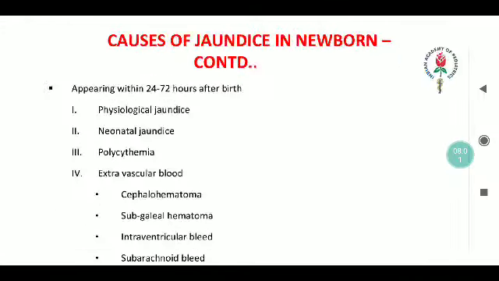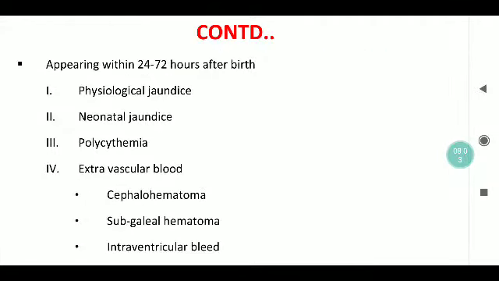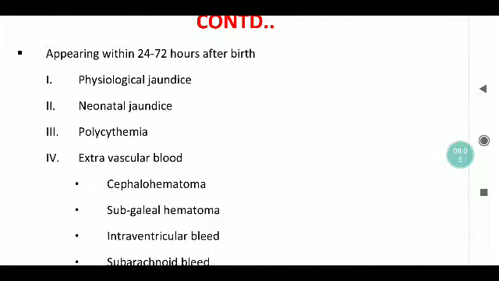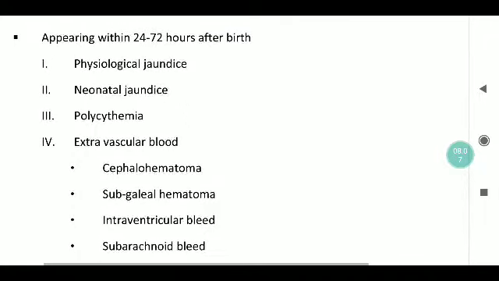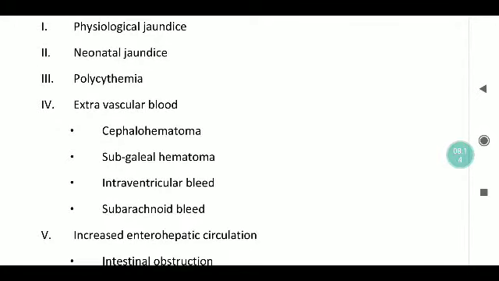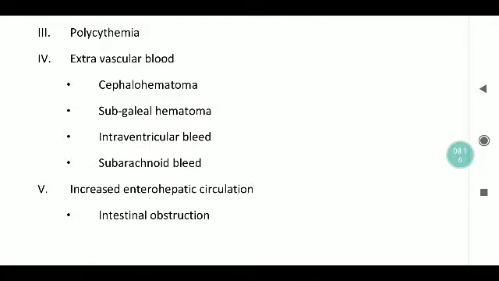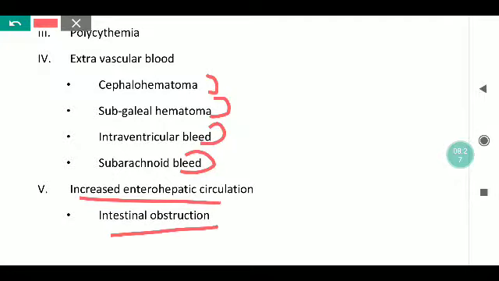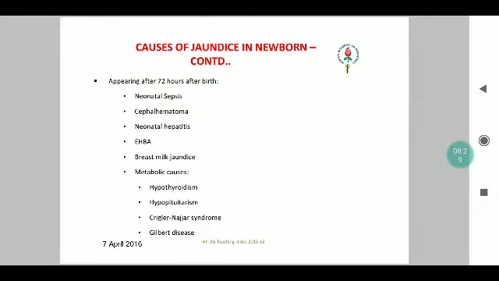Now, if we consider the causes of jaundice age-wise, what we saw initially was pathological jaundice up to 24 hours of life. Now, if we consider 24 to 72 hours of life, physiological jaundice is the most common. Apart from that, it can be because of polycythemia, or extravascular blood collection, which could be because of a cephalhematoma, a subgaleal hematoma, an intraventricular bleed, or a subarachnoid hemorrhage.